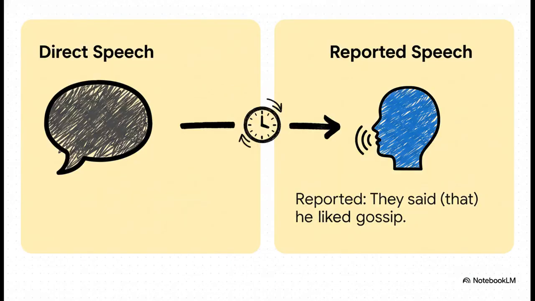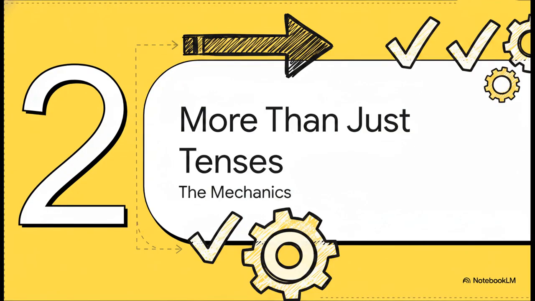And here is that rule in action. The original statement is in the present simple. He likes gossip. When we report it, we take our step back. Likes becomes liked. They said that he liked gossip. Simple as that. So the backshift is definitely the star of the show, but there are a few other small changes that really complete the transformation.